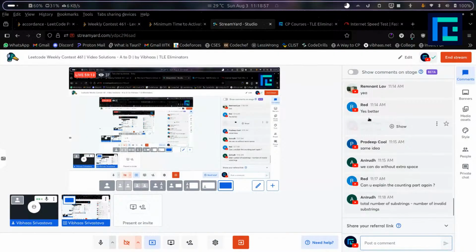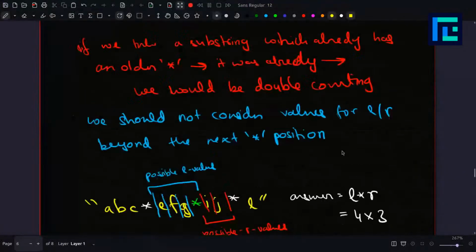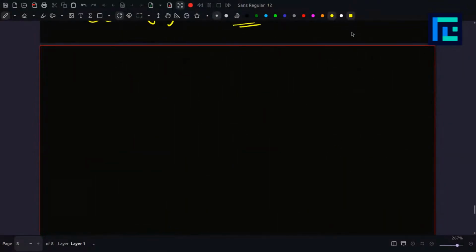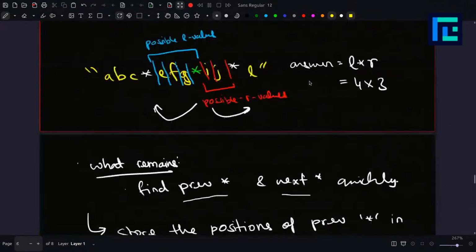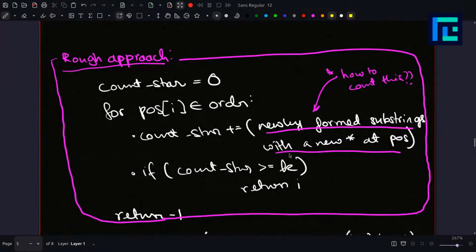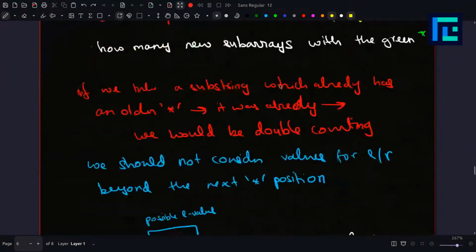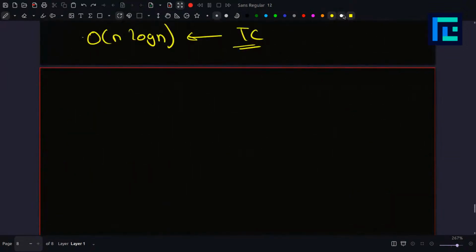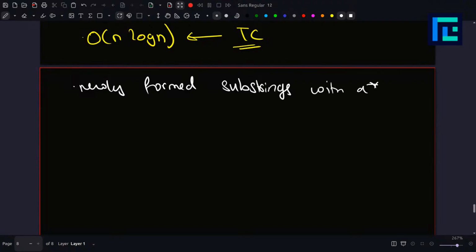I hope it's understood. Can you explain the counting part again? Okay. So basically, the counting part says that, if you keep track of the newly formed substrings with a star in it, then we can find the answer pretty easily. So how do we keep track of the newly formed substrings? Newly formed substrings with a star in them, right?